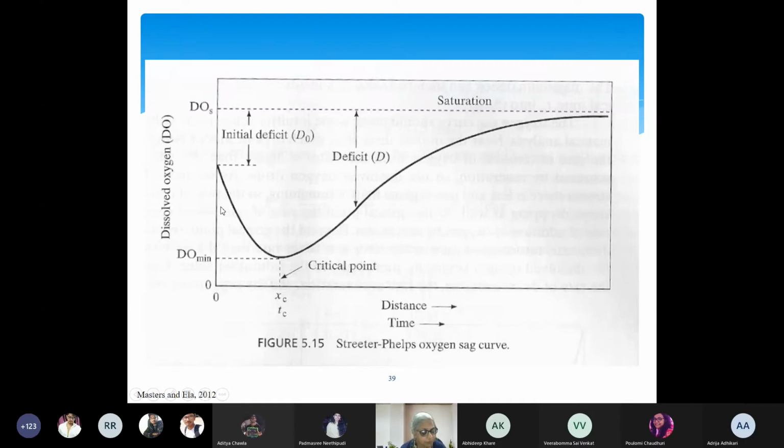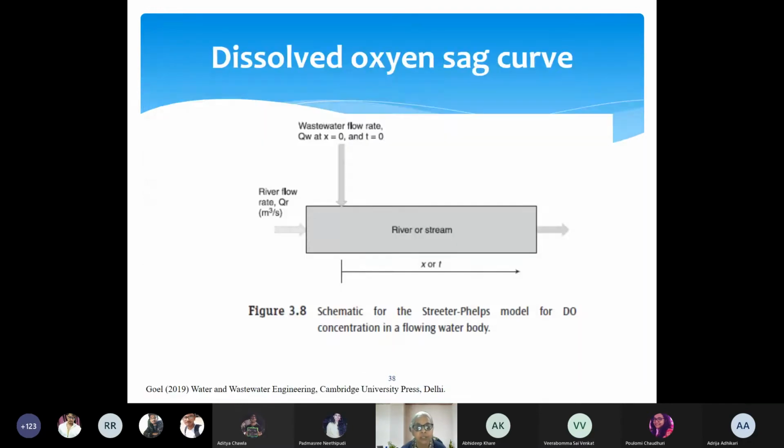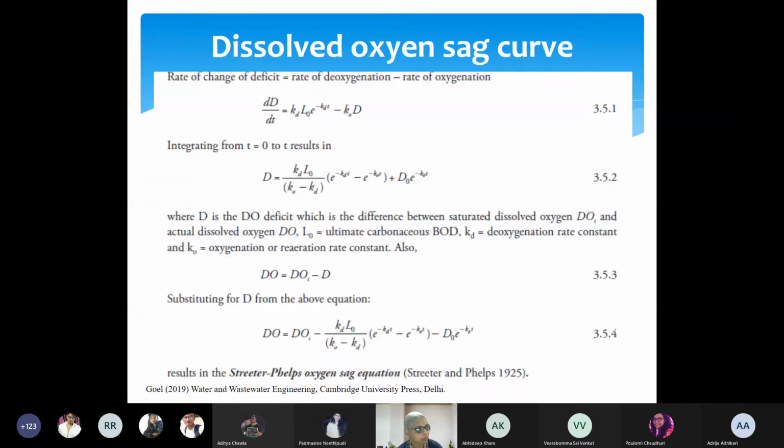Now, this wastewater is dumping organic matter into the river. Let's assume it's untreated and it's highly biodegradable matter. So there is some BOD associated with it and it will exert an oxygen demand. This is all that we have seen in the last class. Now, how do we do the analysis, the mathematical part of it?